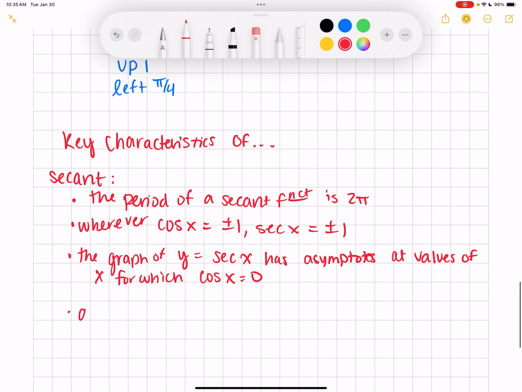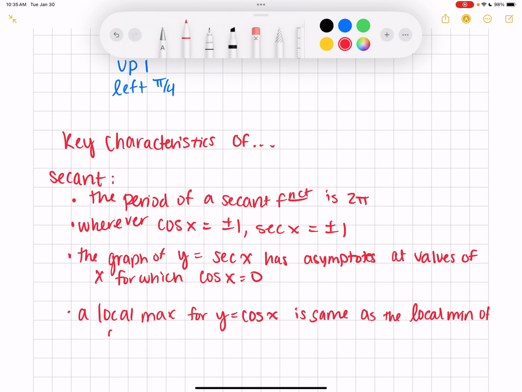A local max for y equals cosine of x is the same as the local min of y equals secant of x and vice versa. So meaning a local min of cosine is a local max of secant.